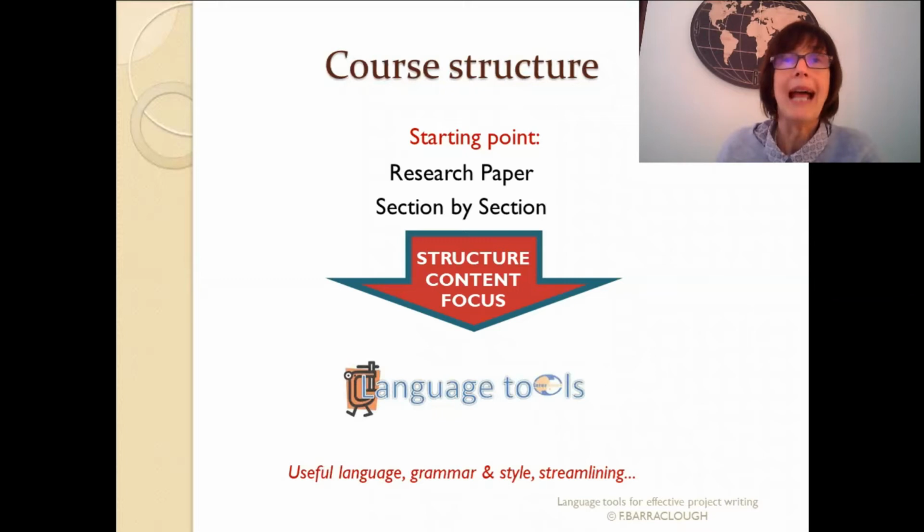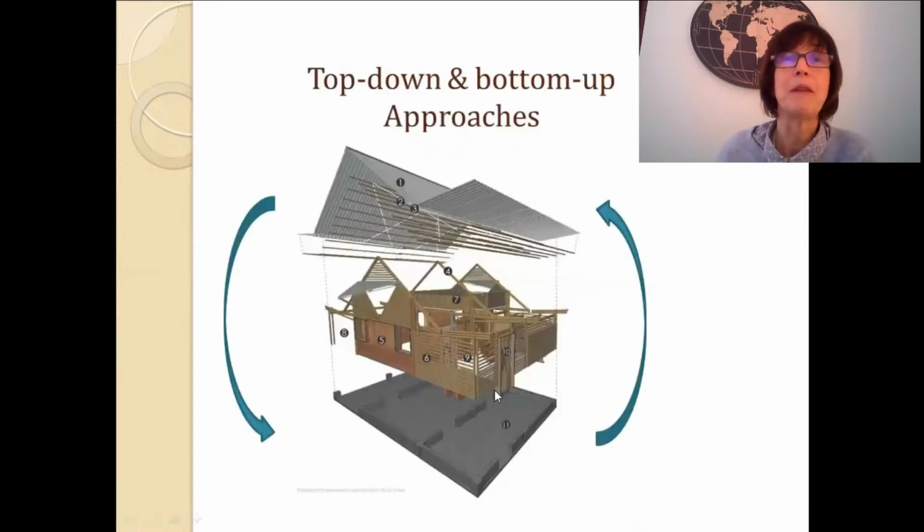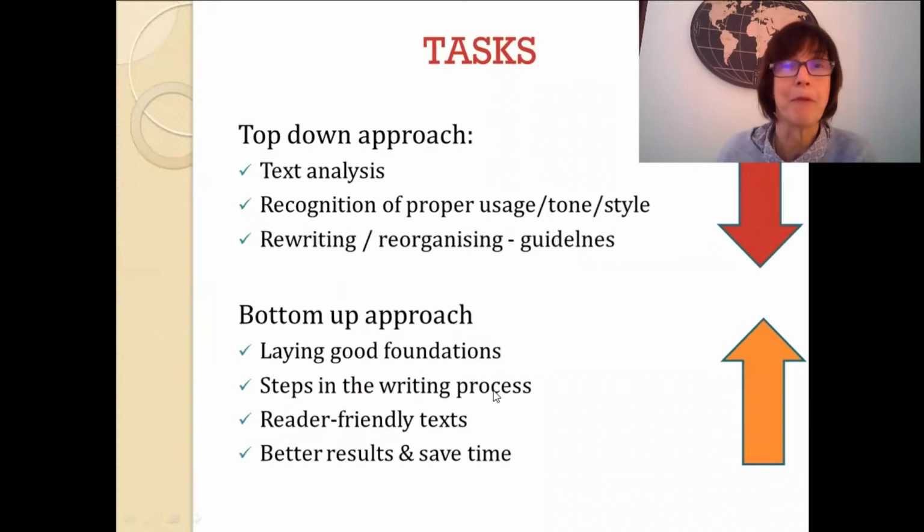We're going to look at each section of the paper, at the structure, the content and the focus, and then implement a series of language tools that we will be learning to improve our writing skills. We will be following both top-down and bottom-up approaches. In the top-down approach, we will be analysing texts and recognising proper usage, tone and style. Then we will rewrite or reorganise those texts following certain guidelines to improve them.